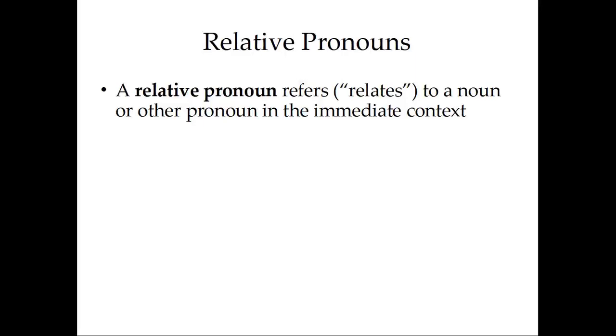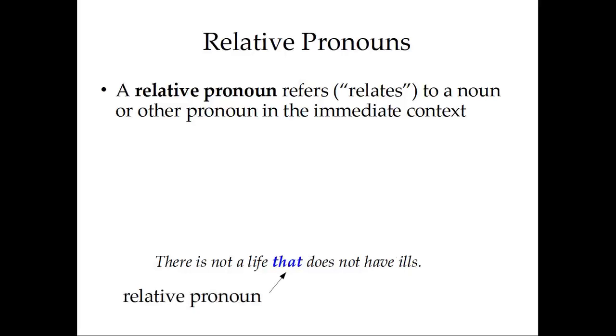A relative pronoun, we're going to turn to pronouns now. A relative pronoun relates to a noun or other pronoun in the immediate context. So this is very abstract. We'll see some actual examples. It will be clearer. For instance, there is not a life that does not have ills. This sounds a little clumsy in English. It's a very literal translation of a sentence we'll see in Greek later on, which is why I'm going with it.